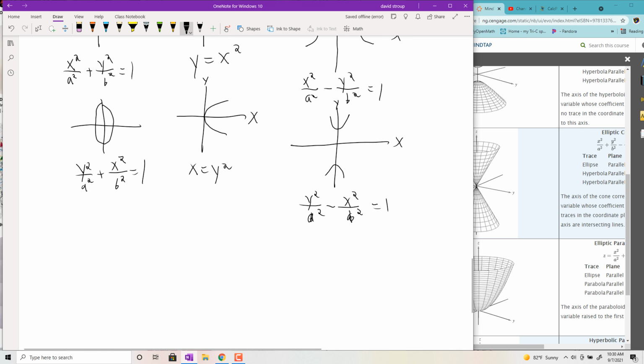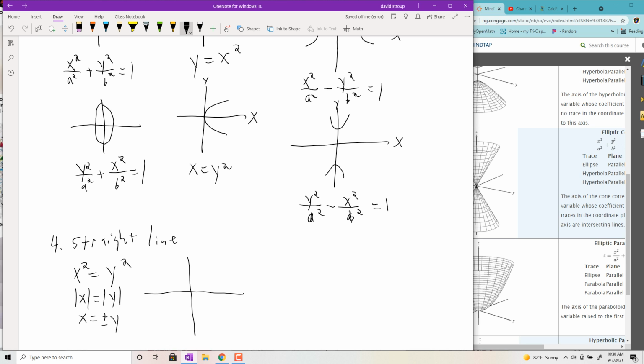Some other figures that will pop up are the degenerates. So a straight line. Usually you'll have something like x squared equals y squared, and you could just rewrite that as the absolute value of x equals the absolute value of y. That'll be something like x equals plus or minus y. So that will give you two lines in a cross like that. You could just have a dot at the origin, so that'll be something like x squared plus y squared equals 0. The only point that satisfies that equation will be the origin.